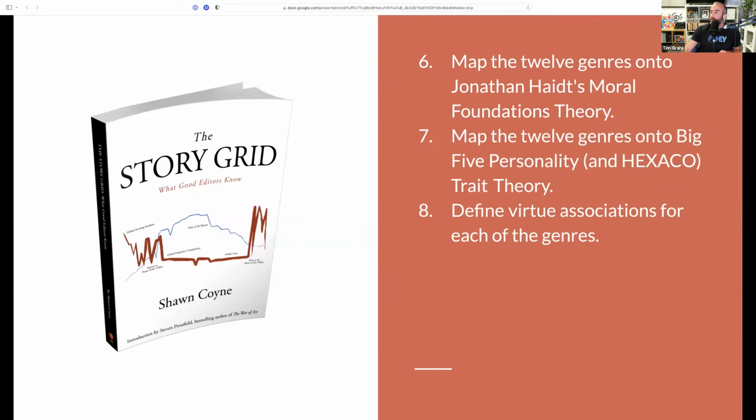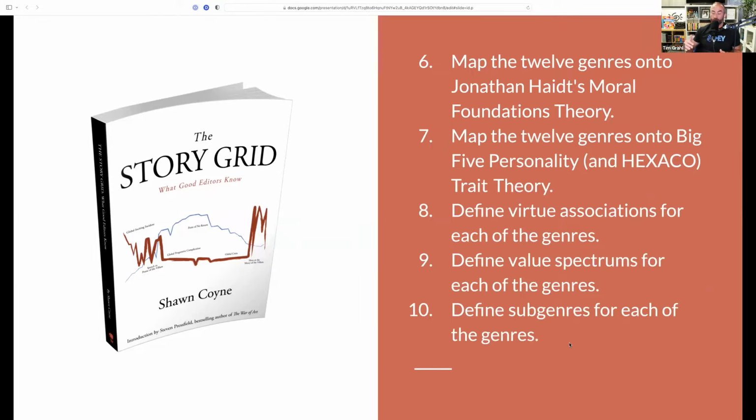He defined the virtue associations for each of the genres and the value spectrums for each of the genres, and defined the subgenres for each of the genres as well. And this was just some of what he accomplished in the book. And so, again, this was a fundamental shift in my understanding as a storyteller.